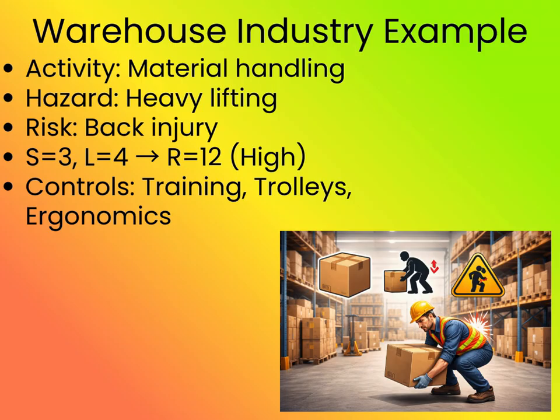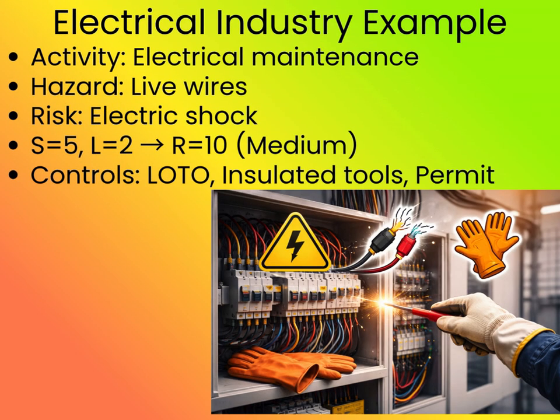In electrical work, maintenance activities are very risky. The hazard is live wires. The risk is electric shock. With severity 5 and likelihood 2, the risk rating is 10, which is medium. Control measures include lockout-tagout procedures, insulated tools, and permit-to-work systems.